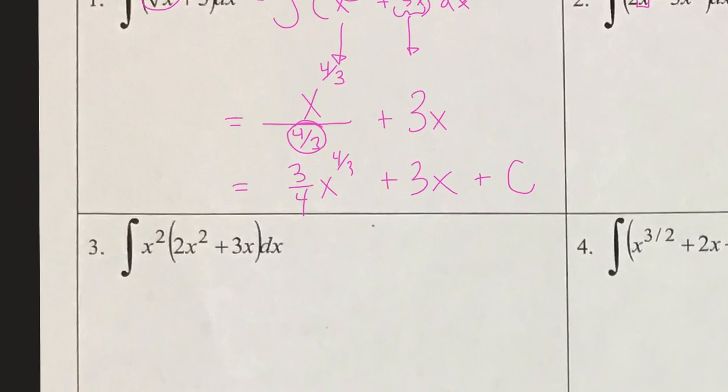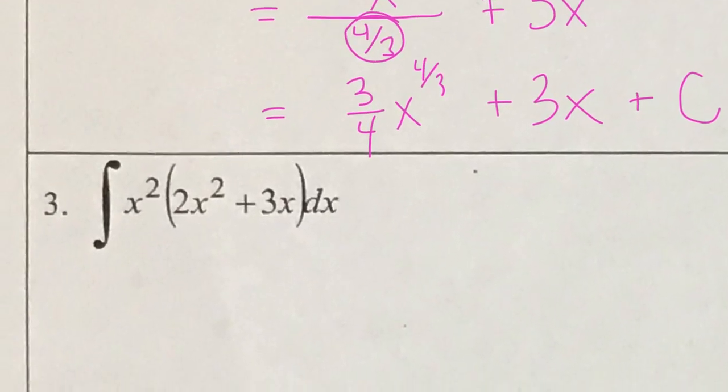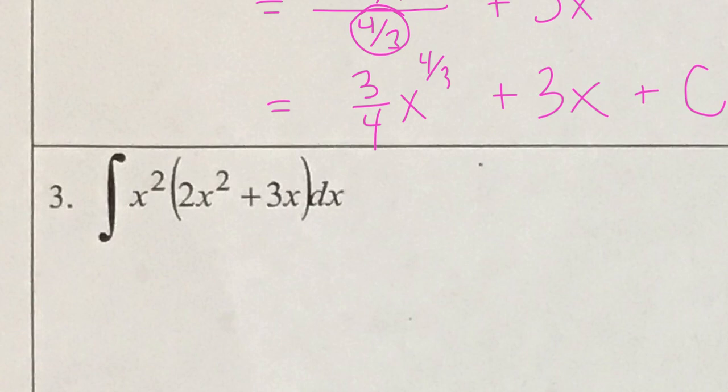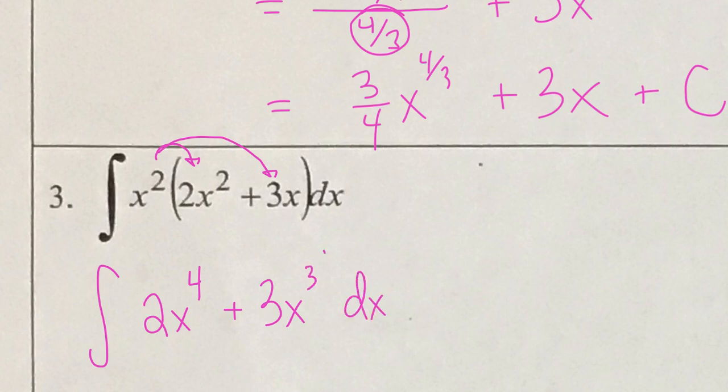So on number 3, before we take the antiderivative, we want to distribute so that it's just one polynomial if possible. Okay, so we're going to distribute into this, and we're going to actually take the integral of 2x to the 4th power plus 3x to the 3rd power. Okay, we are multiplying so that we don't have a product. Okay, we only want to integrate one polynomial if possible.